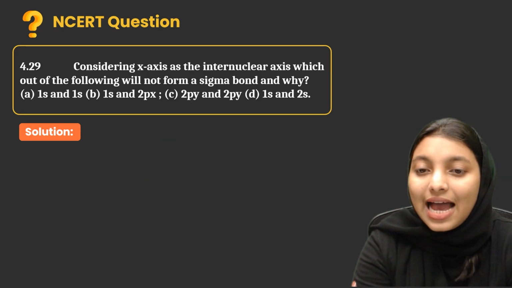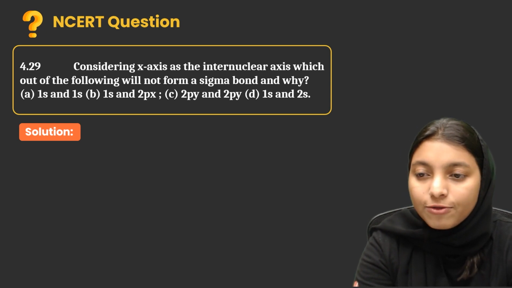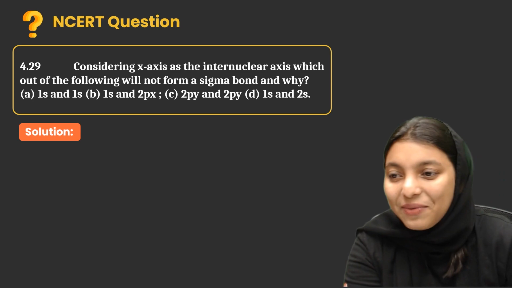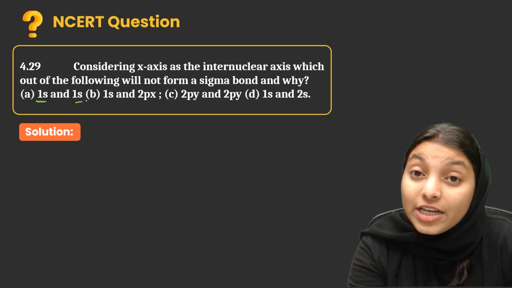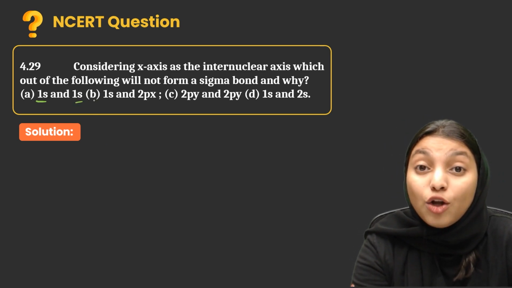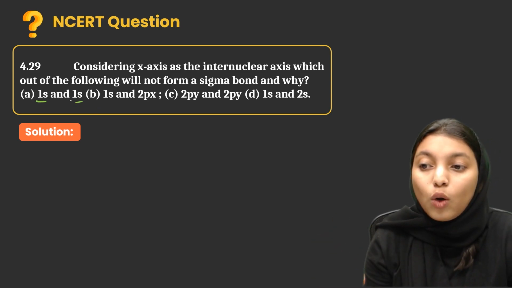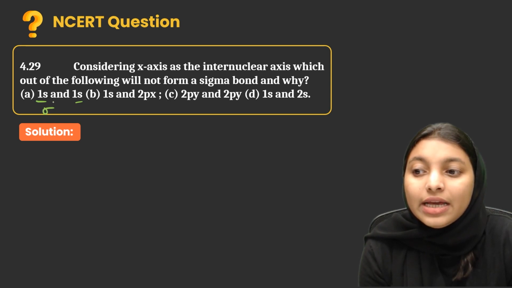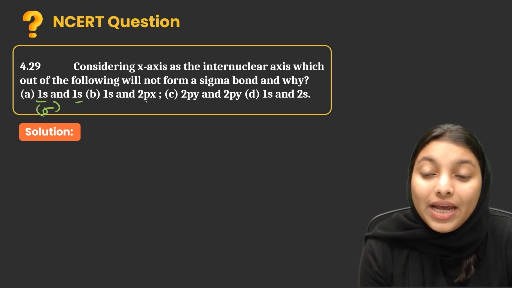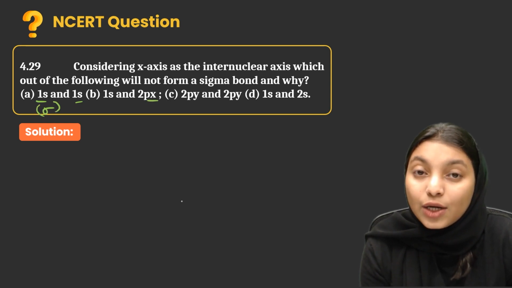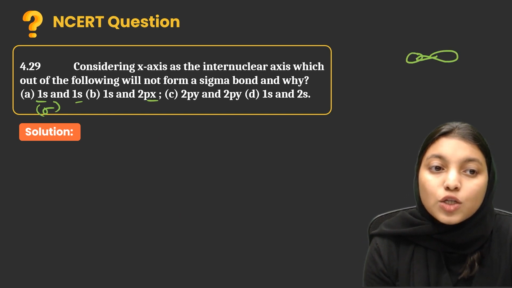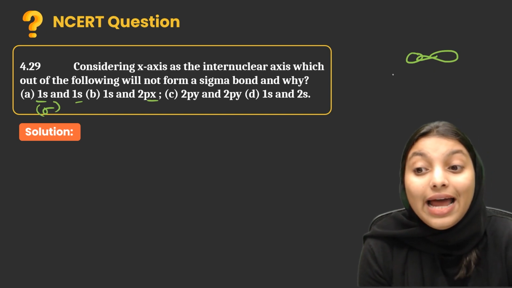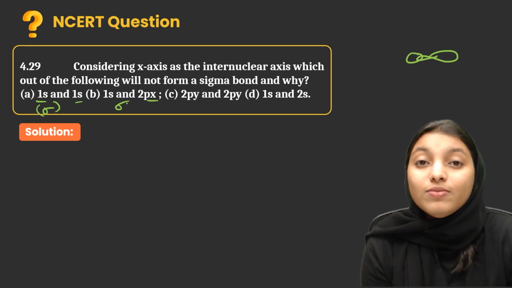Considering x-axis as the internuclear axis, which of the following will not form a sigma bond, and pi? And why? Okay, so we know s orbital always forms only sigma bond. Since they cannot undergo lateral overlapping, they will always form what? Sigma bond. So we can say A will form only sigma bonds. 2s and 2px, since x-axis is the internuclear axis, it will be like this. So they can also form what? Sigma bond only. They cannot undergo lateral overlapping. Again they will form sigma bond.